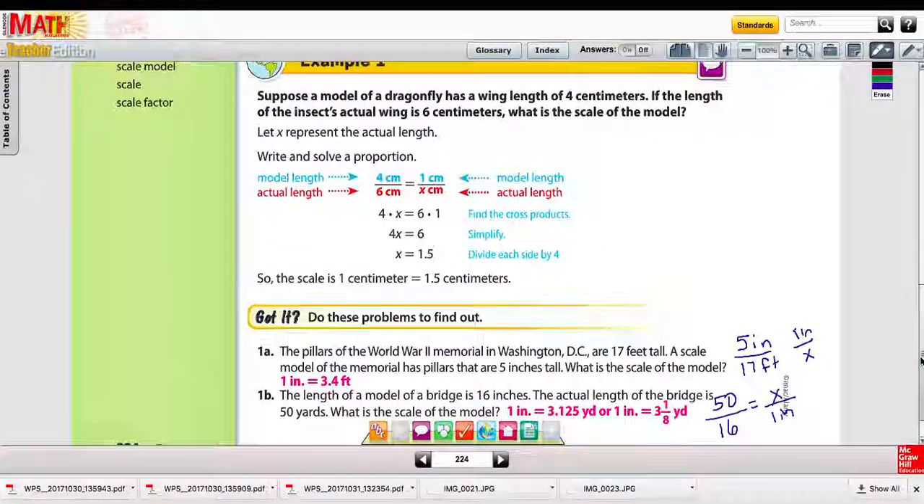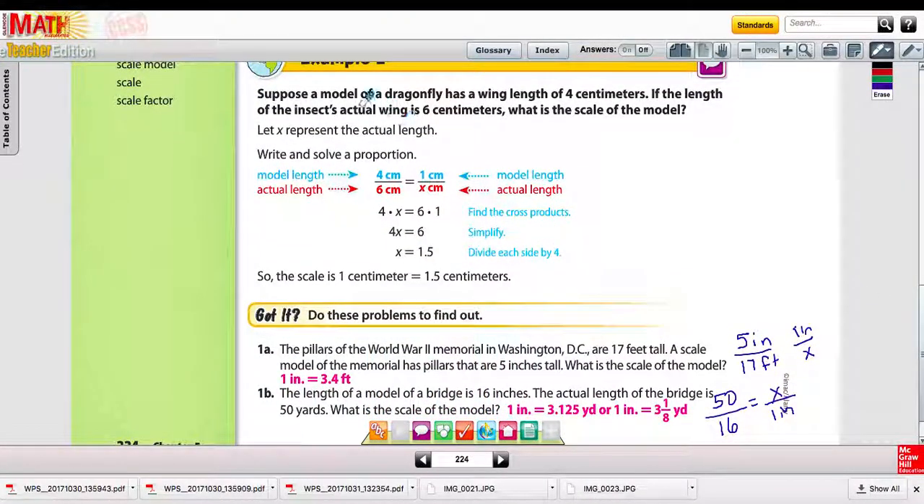In example 1, we are given the information on our models, and our job is to find out the scale. At the bottom of the page, I went ahead and set up the proportions for you. The pillars of the World War II Memorial in Washington, D.C. are 17 feet tall, and then the model has pillars that are 5 inches tall. Notice in this example, I chose to put 5 over 17. So 5 inches in the model over 17 feet actual equals 1 inch over x.